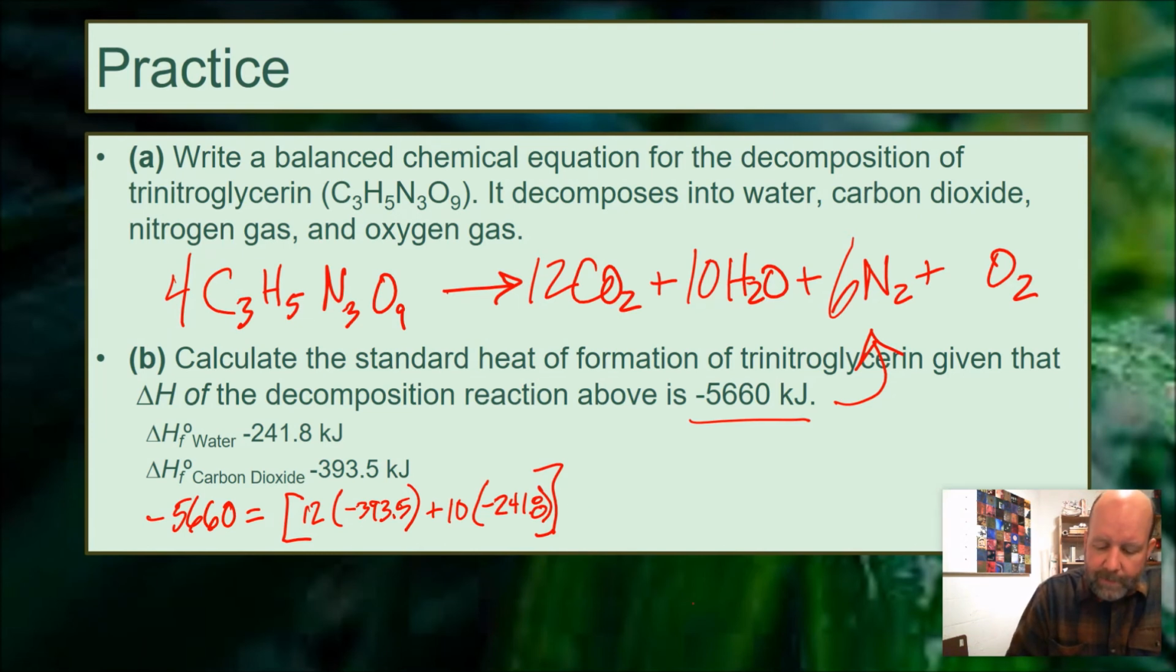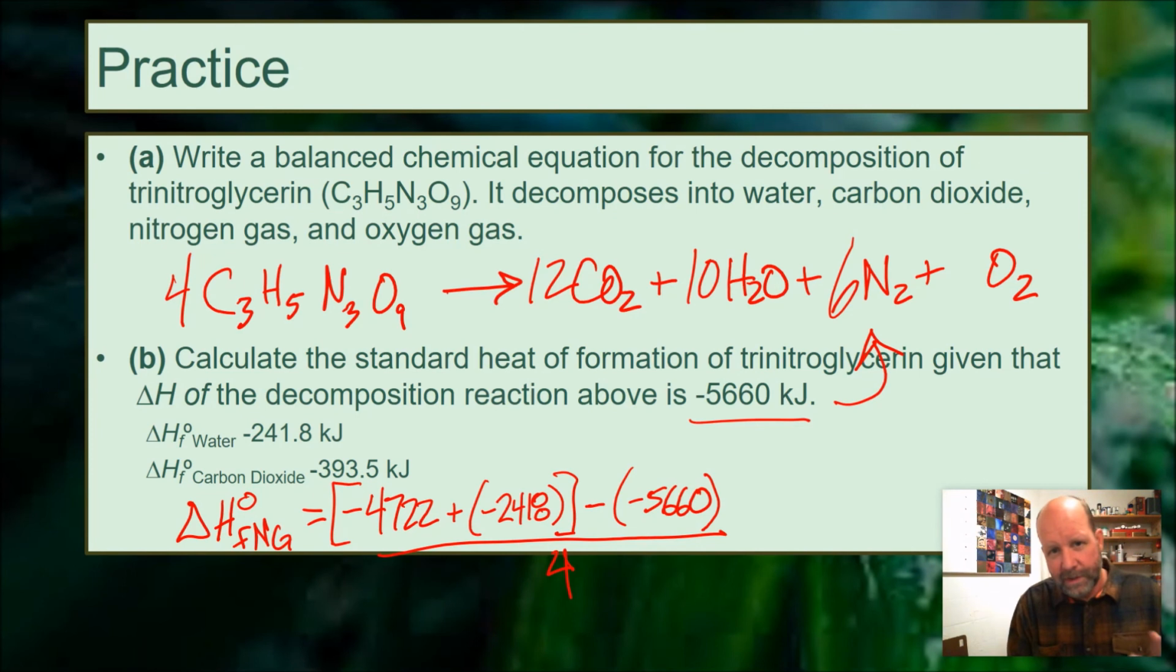That whole thing minus the standard heat of formation of, I'm just going to put Ng for the nitroglycerin. Oh, and don't forget, it's going to be 4 of those in this reaction, right? So got to have that 4 there. But this is what I'm trying to find, right? The standard heat of formation of the nitroglycerin. So let's rearrange this equation to solve for that.